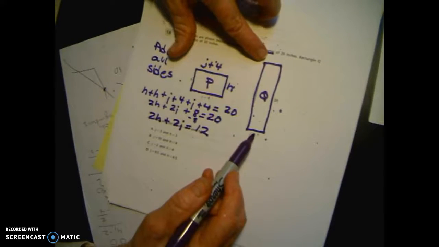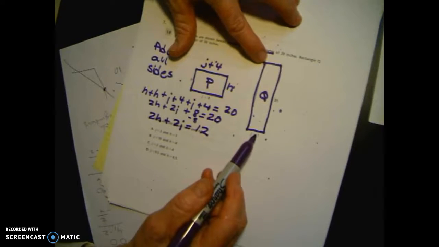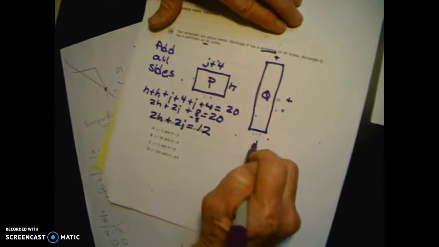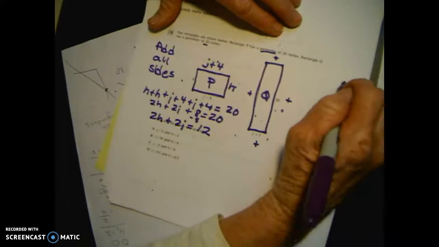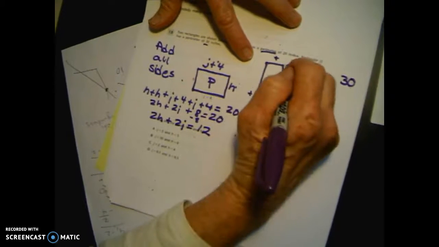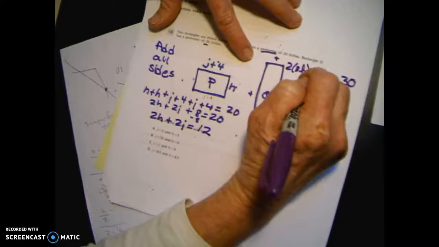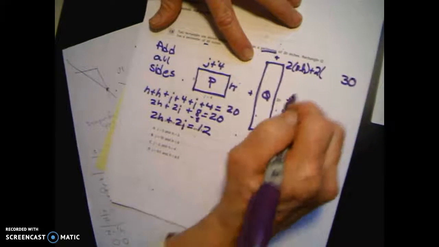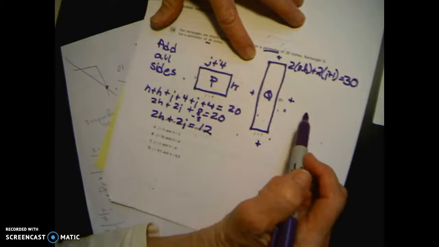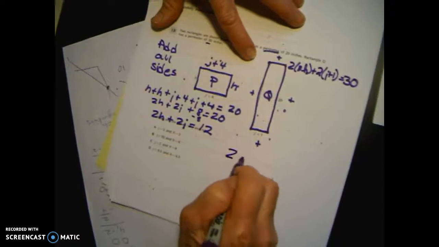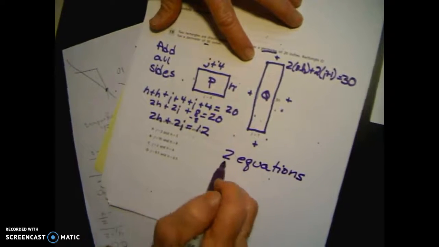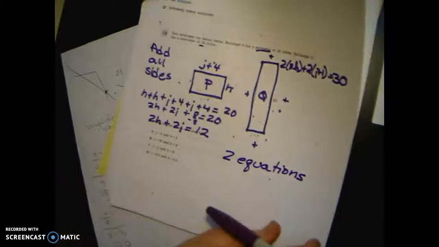So I'm going to go over to Q, and I'm going to do the exact same thing. And this time Q, the perimeter, if I add this side plus this side plus this side plus this side, I get 30 inches. So I know that if I add 2 times 3h plus 2 times j plus 1, I will get 30. So I'm going to just let you crank through that. You're going to end up with two equations, and it's your job to decide how I solve for each variable. And moving along.